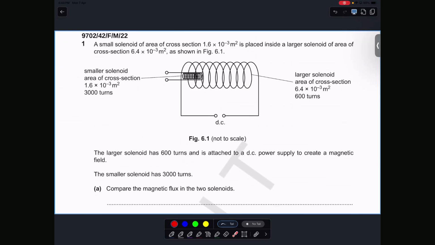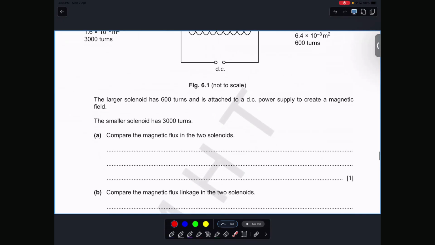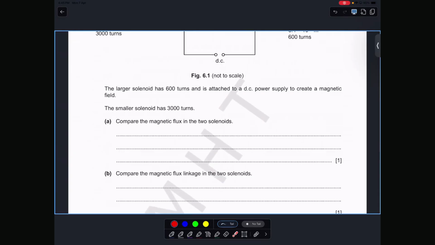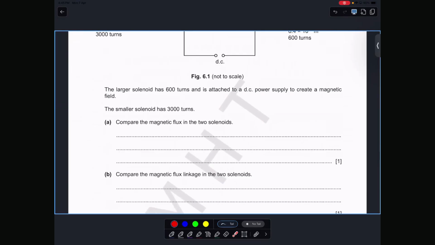এখানে এরিয়া দেওয়া আছে, টার্নস দেওয়া আছে, so I think 1 mark, just 1 mark. আচ্ছা আমি তাও চেক করে দেখি ওরা কি নিউমেরিক. Smaller has higher magnetic flux? Okay, so this said compare the magnetic flux in two solenoids.